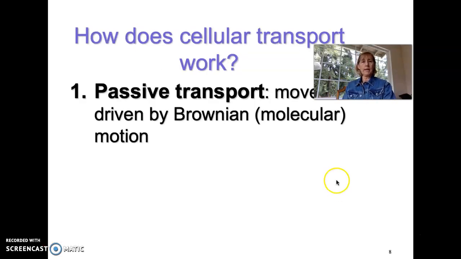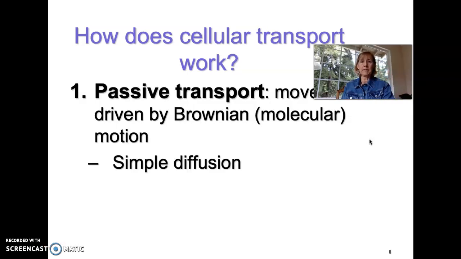How does it work? The first way that it could potentially work is passive, which means it doesn't need energy. So all you would need is some movement of molecules from the outside to the inside of the cell, let's say. It's going to be passively moving, and you're not needing any kind of energy. And I'll go into more detail of that in a little bit. The examples of that would be called simple diffusion. It's also used for osmosis. So simple diffusion of water is osmosis.